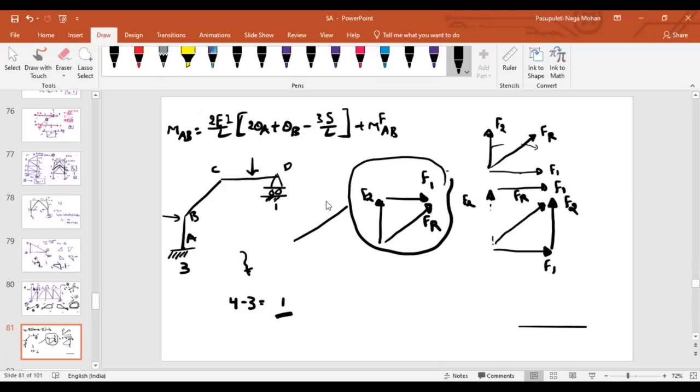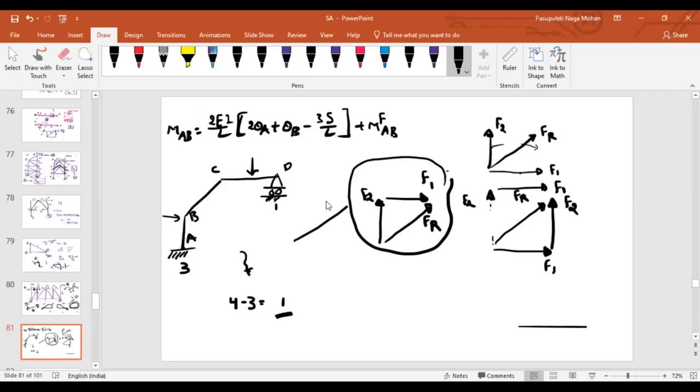In the book, they have asked about kinematic indeterminacy, sir. Kinematic indeterminacy they have asked you. You guys are interested in kinematic indeterminacy, isn't it? Yes, sir. Now see, we directly go to the slope deflection equation.